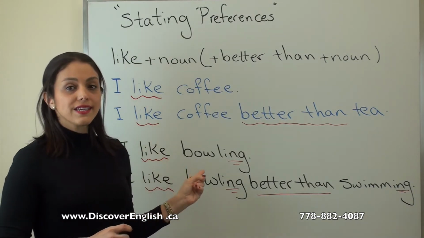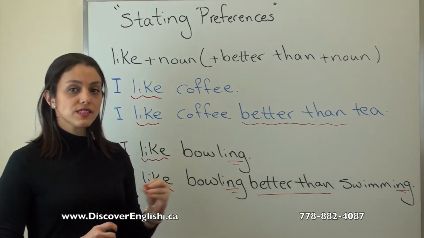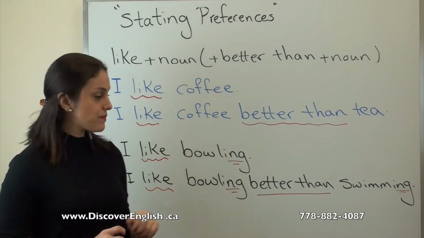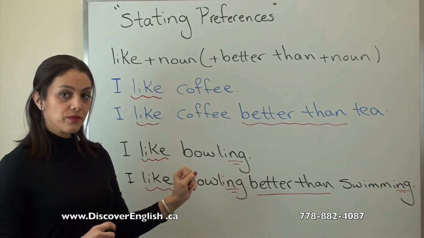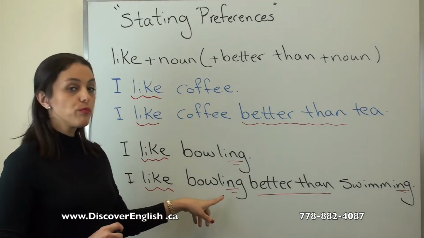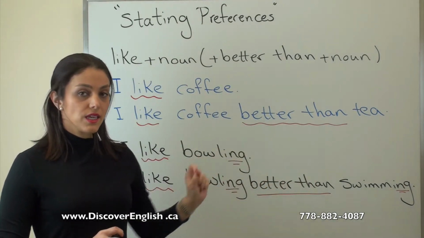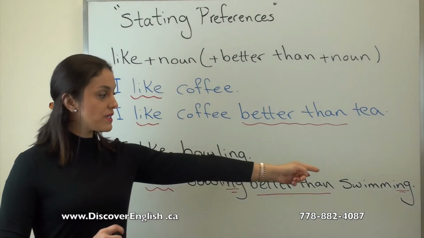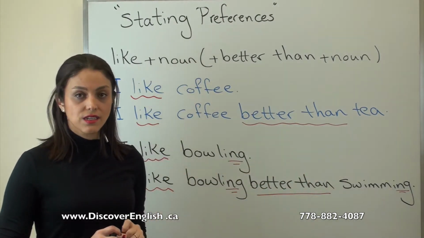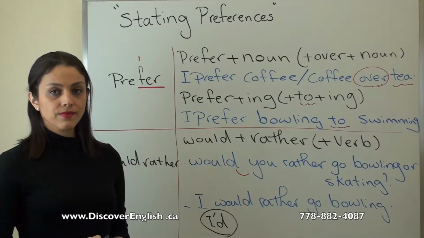If you have like and after like you have a verb, you must use the ing form. I like bowling. Look at this here. Or I like bowling better than swimming. Here you see because of like, both of your verbs get ing. I like bowling better than swimming.